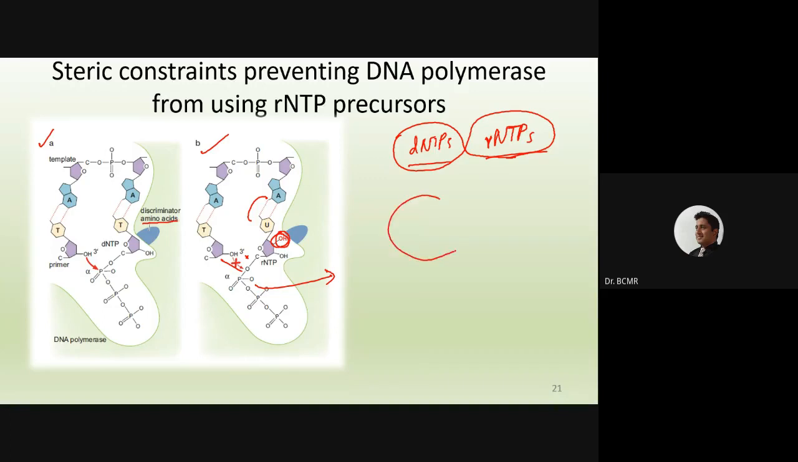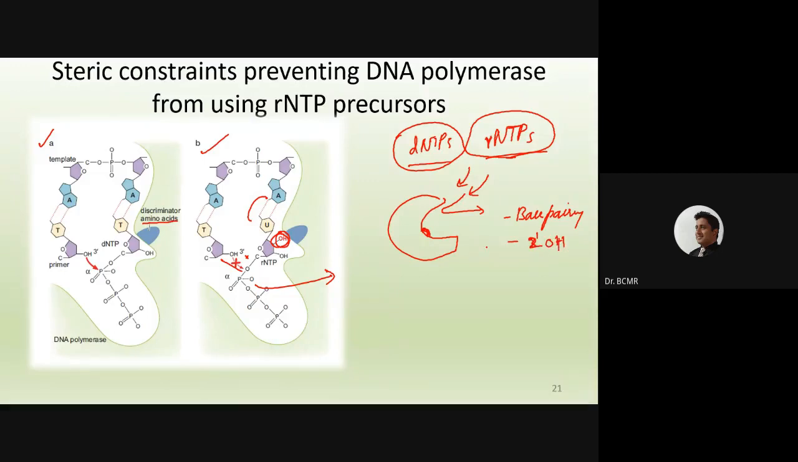You can think of the active site something like this. There are different types of RNTPs, there are different types of DNTPs. They keep coming and they keep going out. Whichever is not fitting properly is decided based on two things. What is it? First one is base pairing, and the second one is whether the 3' OH is present, 2' OH is present or not.